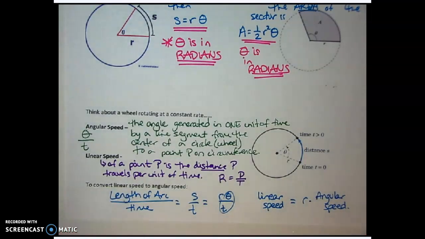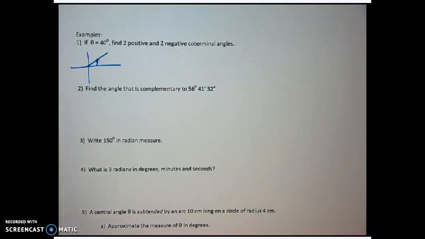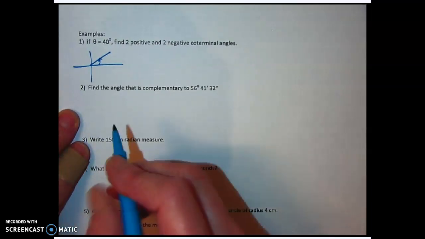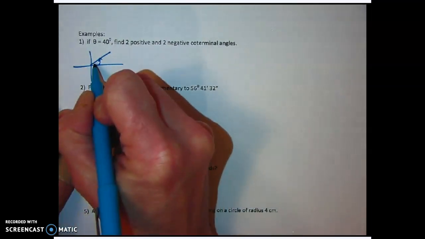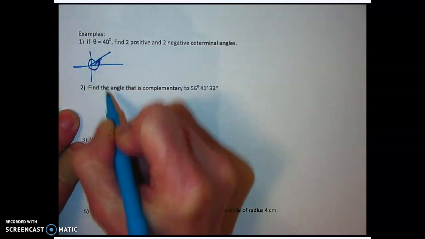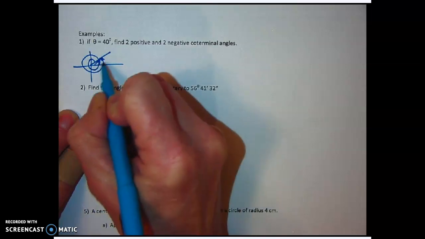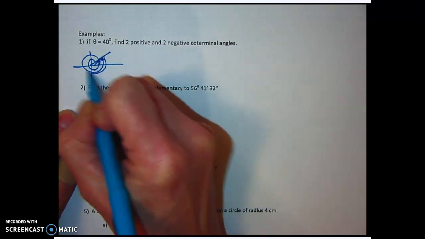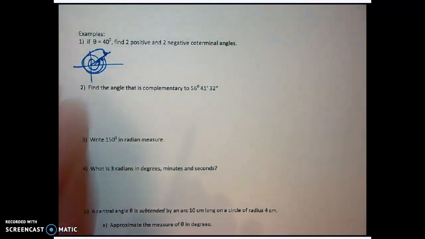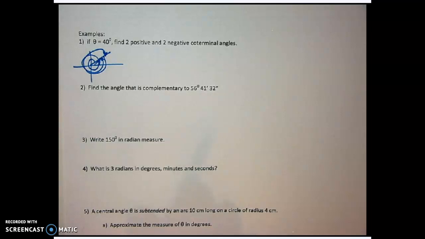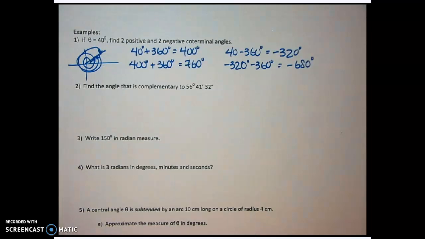So now let's get on our third page and do a bunch of problems. So two positive and two negative coterminal angles. Basically, for two positive coterminal angles, I just need to go around the circle once and then go around the circle again. For two negative coterminal angles, I need to go around the circle backwards. So let's go ahead and find them. There we have two positive coterminal angles and two negative coterminal angles.